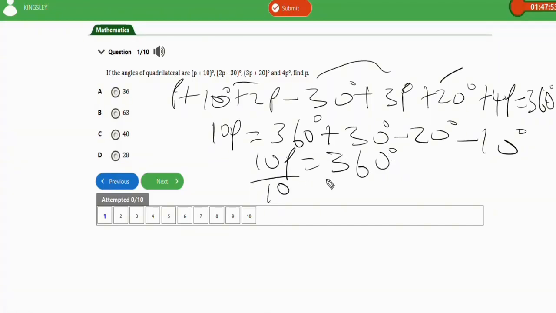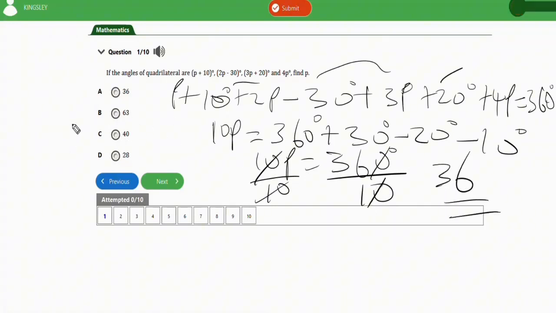Divide both sides by 10. So our P will be what? 36. So that will be the value of P, 36. The correct option is what? Option A. It's as simple as this. So let's wipe this now and solve the next repeated question.